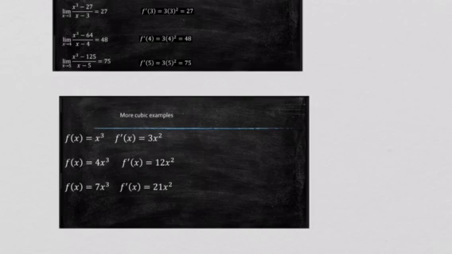All right, and it turns out to be the same for more cubic examples. The derivative of x cubed is 3x squared. 4x cubed is 3 times 4, which is 12x squared. 7x cubed is 3 times 7, 21x squared. Okay, and that will work for all cubic examples. So you can just try one real quick. What is the derivative of 5x cubed? Okay, f prime of x is going to be 15x squared.